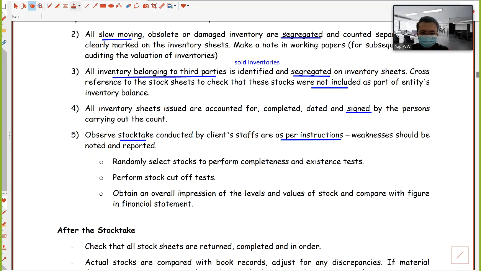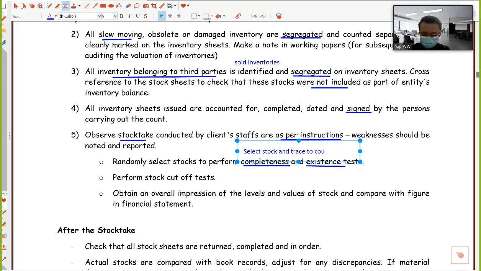And extra work, go and do something on these two, completeness and existence tab. Okay. You select some stock randomly. Select stock and trace to count sheets. This is to ensure completeness. You can do audit procedures for this part. Go and select some stock, trace to the count sheets. Oh, they have recorded, means they are complete.